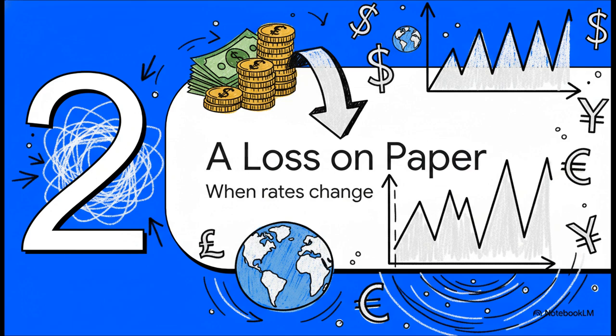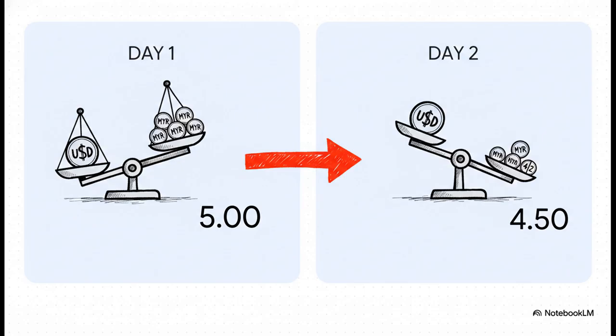Let's fast forward to day 2. Our client makes a partial payment, and this is exactly where the market starts to flex its muscles. And yikes, you can see the rate has dropped. It went from 5.00 all the way down to 4.50. Now this isn't great news for us. It means every single US dollar we receive is now worth less in our local currency.